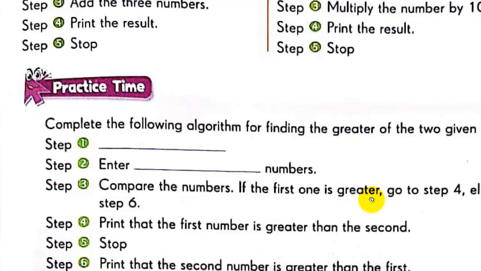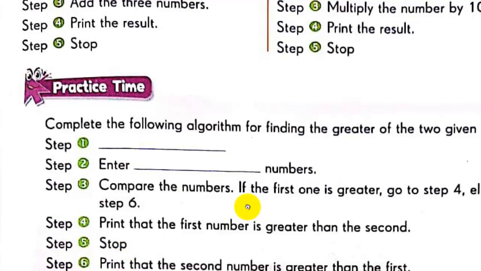If the first one is greater, go to step number 4. Step number 4 is what? Print that the first number is greater than the second number. We'll go to step number 4. Else go to step number 6. Else we'll go to step number 6. That is, print that the second number is greater than the first number. Then go to step 5. We'll come to step 5 again. Step 5 is what? We'll end the algorithm here.